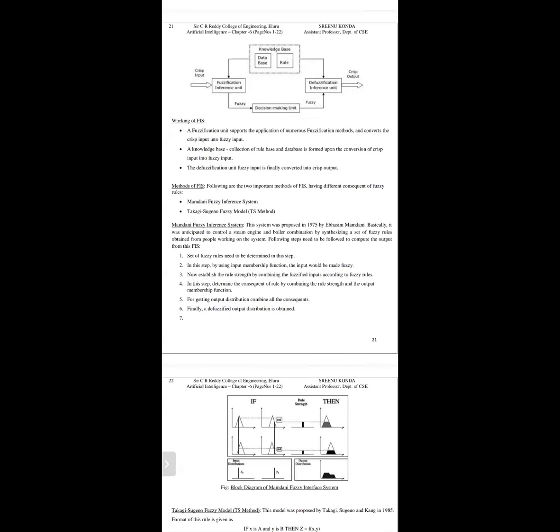Okay. Next, after getting it, for getting the output distribution, combine all the consequences.